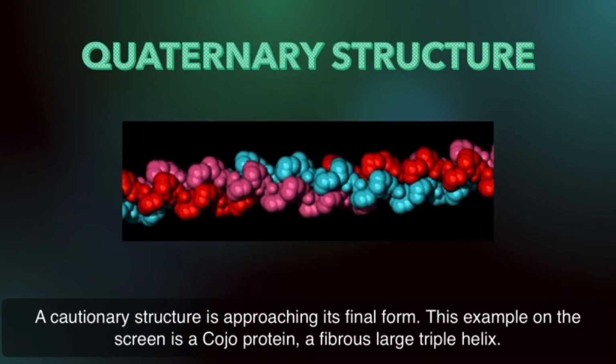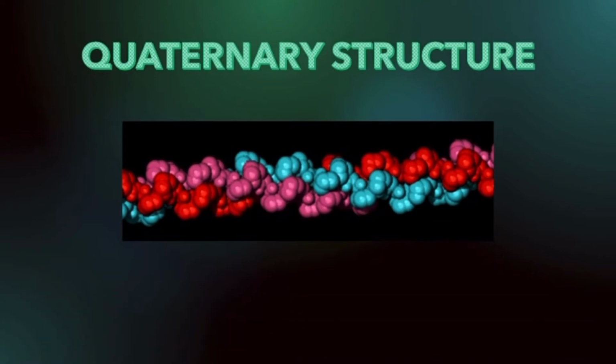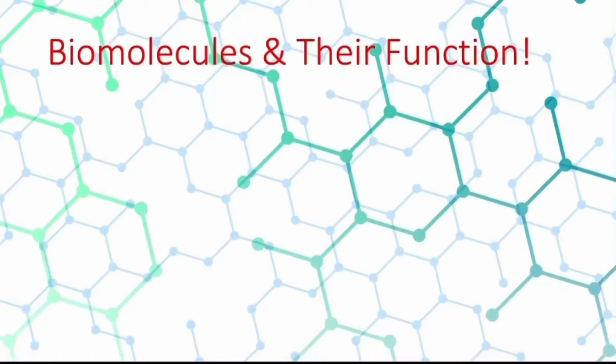A quaternary structure is a protein's final form. This example on the screen is a collagen protein, a fibrous, large triple helix. This gives collagen its strength, and it makes up 40% of proteins.